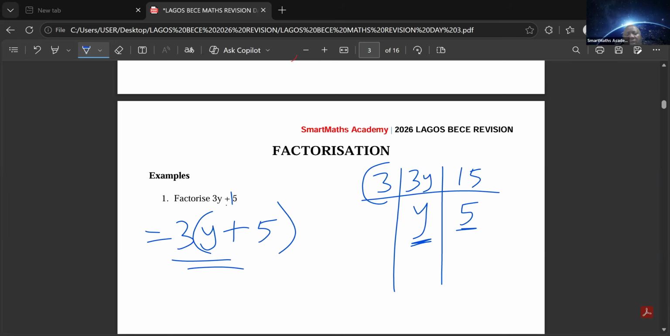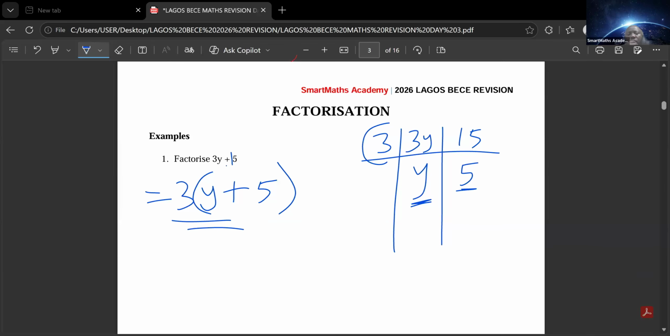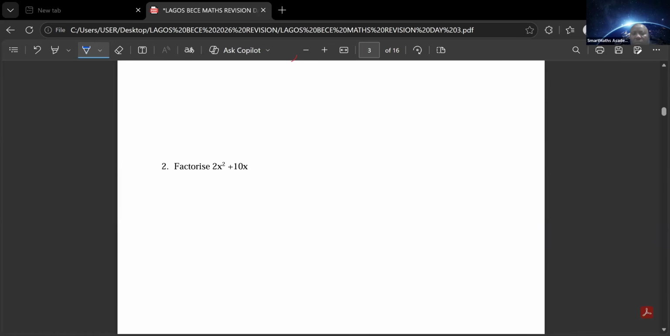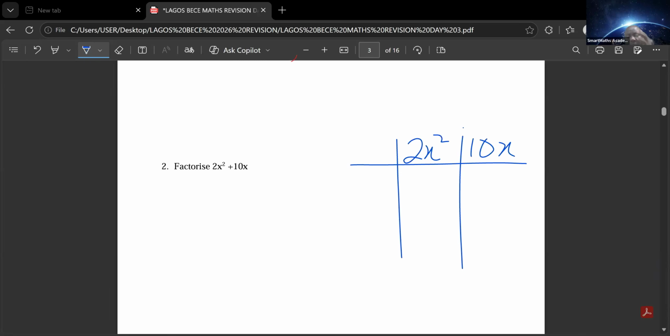Okay, let's look for another question. So look at this one too. The same thing, just do it that way. You write 2x squared, and we have 10x here. The first thing you are going to do is look at numbers first. We have 2 and we have 10. What number can divide 2 and can also divide 10? That is 2. You put 2 here. So 2x squared divided by 2 will remain x squared.